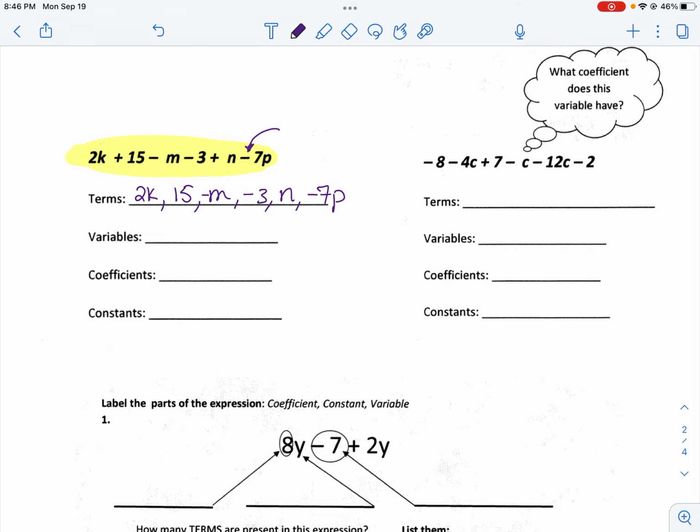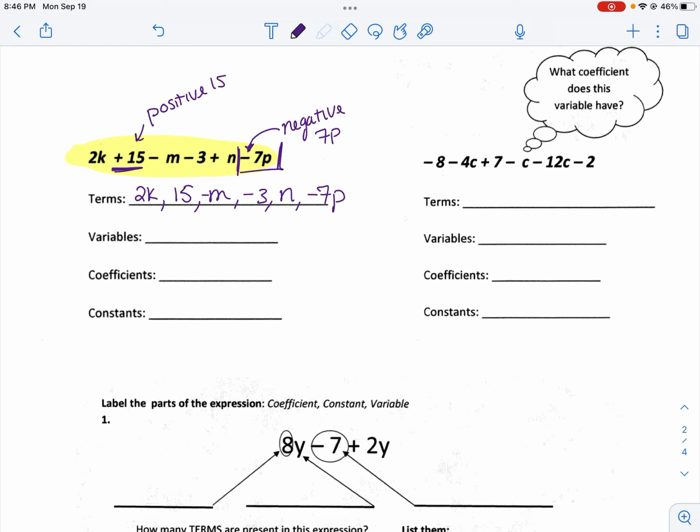So this means that we're joining that term with the sign. So that's negative 7p. Whereas plus 15 means that's a positive 15. That term is positive.